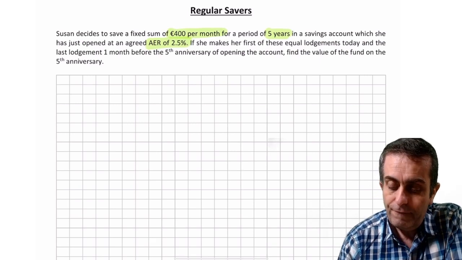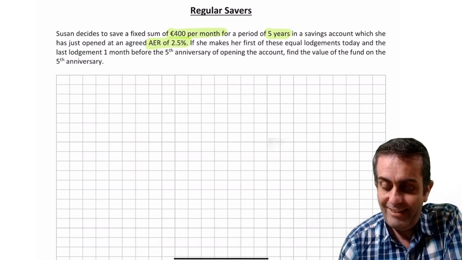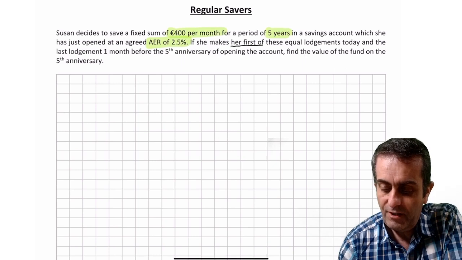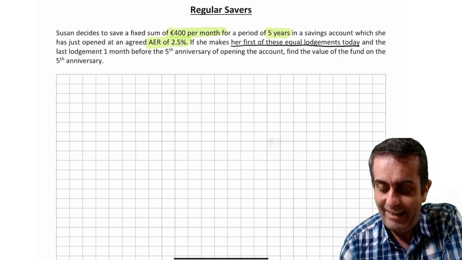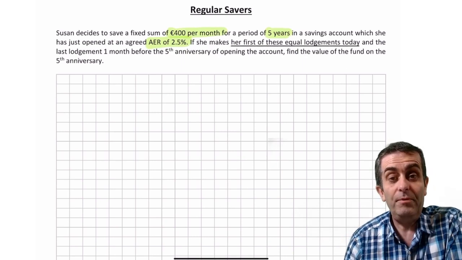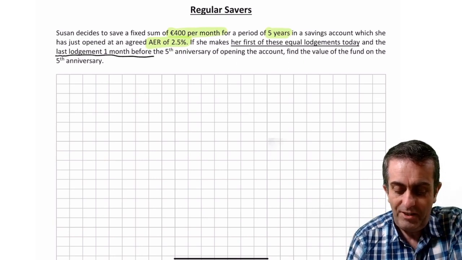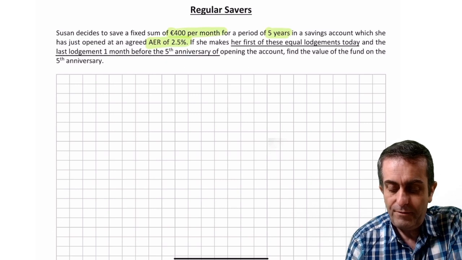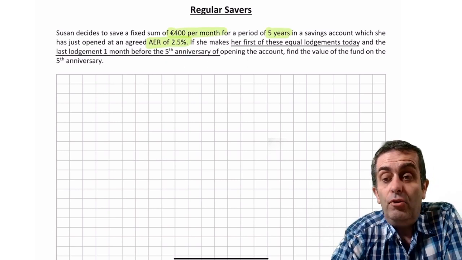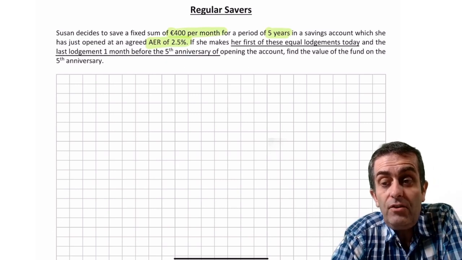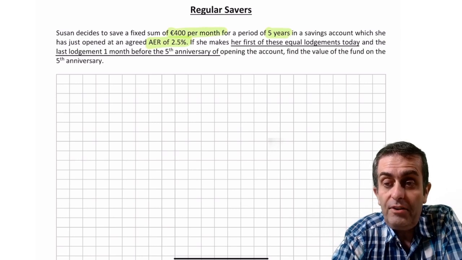So she makes the first of these lodgements today. So her first lodgement is today. That is on the day she opens the account. And the last lodgement, right here, is 1 month before the 5th anniversary of opening the account. So the first thing you do is you highlight or you underline the important parts of the question.